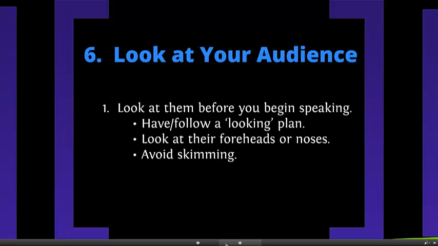Look at their foreheads and noses. You don't have to stare straight at their eyes. You don't want to look at their mouth, or at their hands. You want them to feel like you're making contact with them in their eyes. Okay, and avoid skimming.